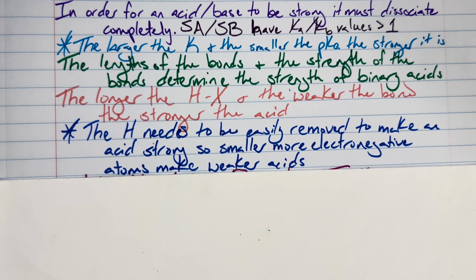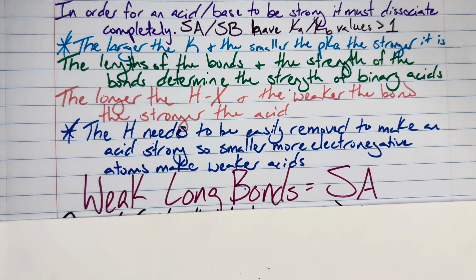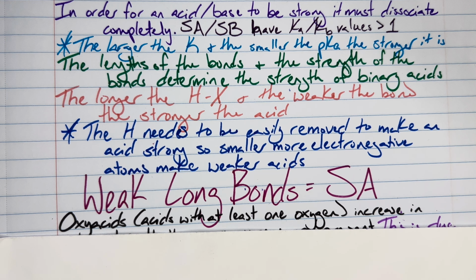If I have smaller, more electronegative atoms, they will make for weaker acids because they will have a stronger bond and the bond lengths will be shorter. So again, weak, long bonds are going to give me strong acids. Those are what I am looking for.